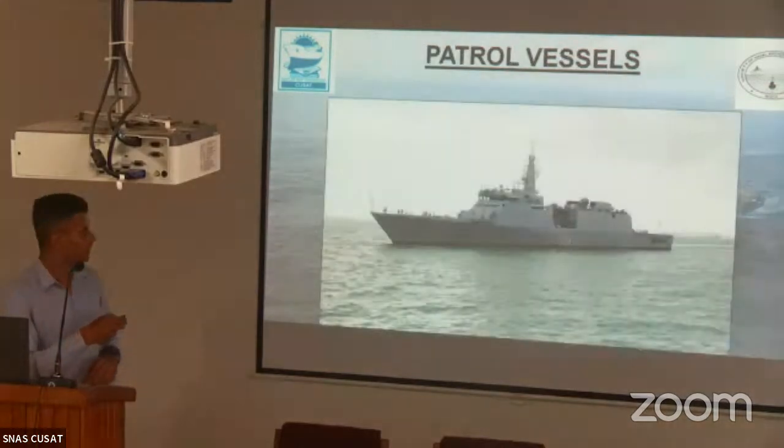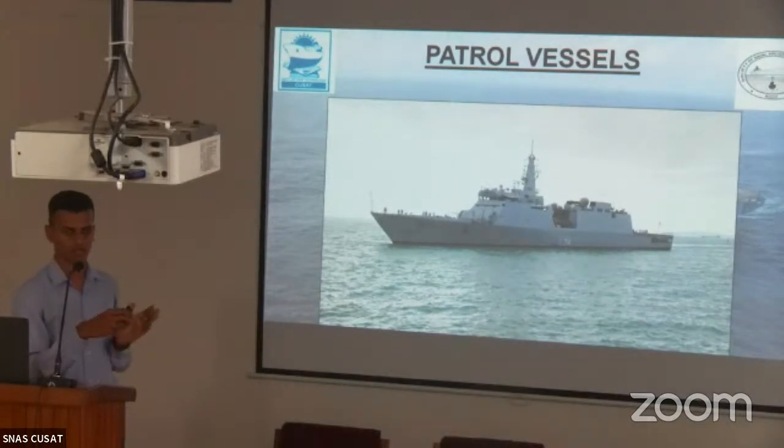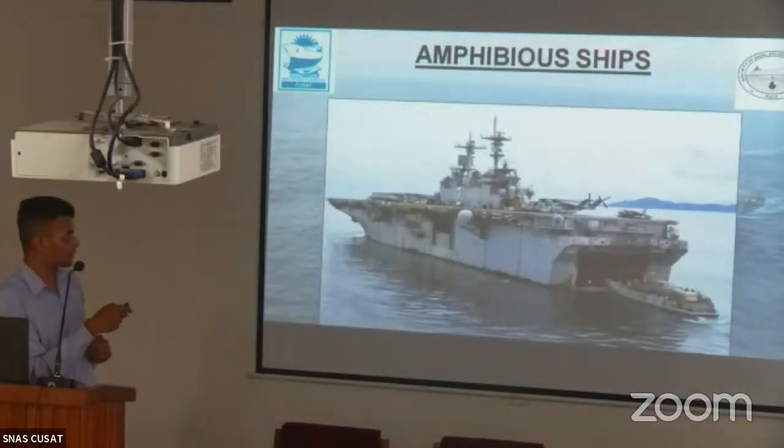Next up, we have patrol vessels. As the name suggests, these vessels are used for patrolling of the coastline. They need to be very fast so that they can respond to any threat that has been detected in the friendly waters. They are very lightly armed. They need not be armed very heavily, and they are very small compared to the other vessels that I've shown till now.